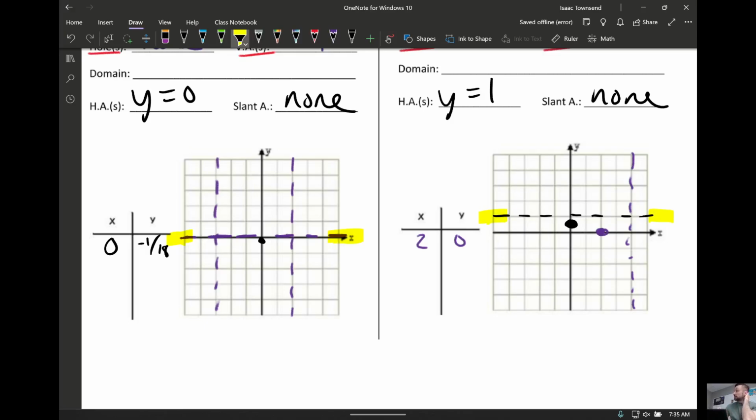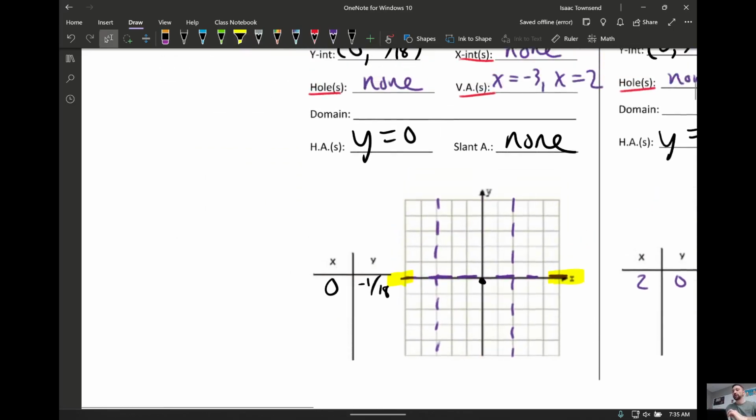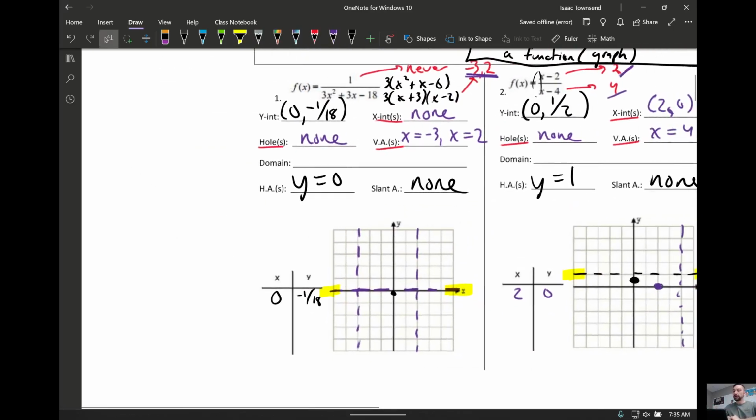Now, sometimes you're going to need more points. Like on question one, we naturally only have this one point. We only found the y-intercept because it didn't have an x-intercept, and we just didn't find any other points yet. So in this case, I would say it's probably required that we find another point or two.